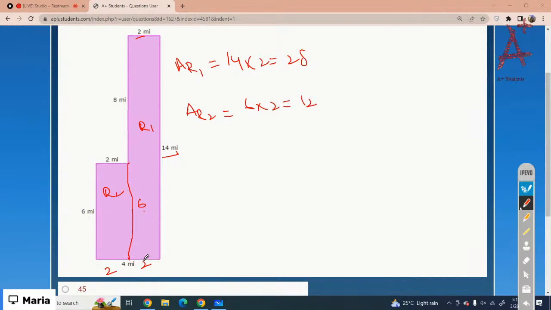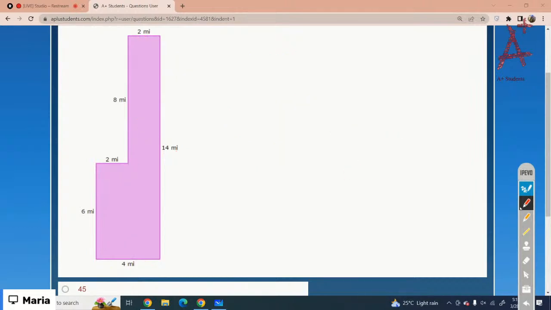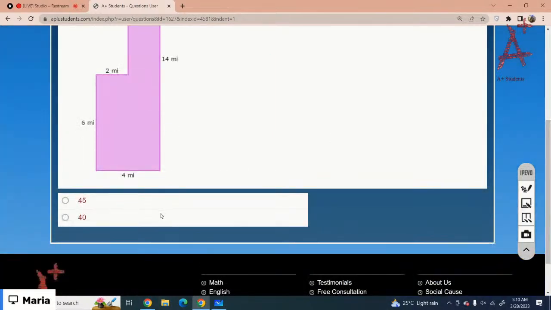If you don't know how to calculate the side lengths, like this one, the complete length is 14. If up till now this is 8, so 8 plus 6 is 14. The rest of it is 6. Got it? So for the complete area, just add the areas of both the shapes. It would be 28 plus 12. That would be 40. Got it? So here the correct option is 40.